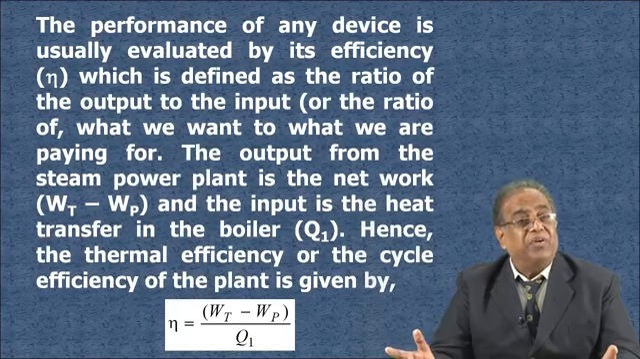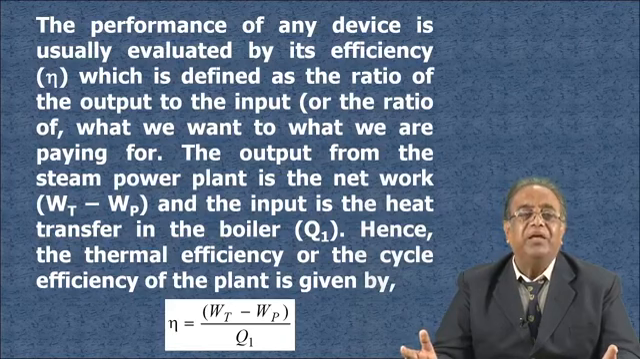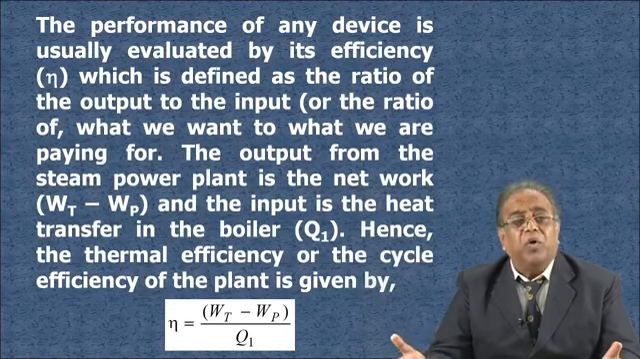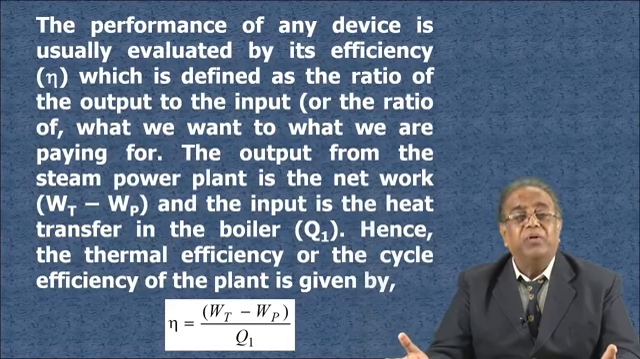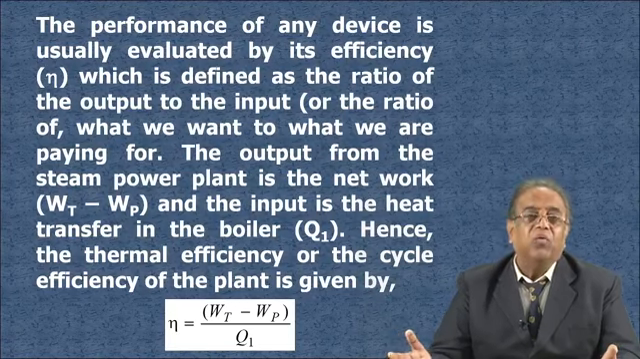Hence, by definition, the thermal efficiency or the cycle efficiency of the plant is given by eta is equal to (WT minus WP) divided by Q1. Here, the net output is WT minus WP and the input is Q1. That's why eta is defined as output by input. So, efficiency is equal to (WT minus WP) divided by Q1.